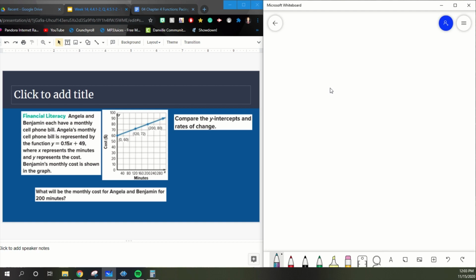So our first question here is compare the y-intercepts and the rate of change. So what's our y-intercept for Angela's bill? Well, it's 49. So I would say Angela's bill has a y-intercept of 49, and we can see from the graph that Benjamin's has a y-intercept of 60. So Ben has a greater initial cost, or a greater initial fee.